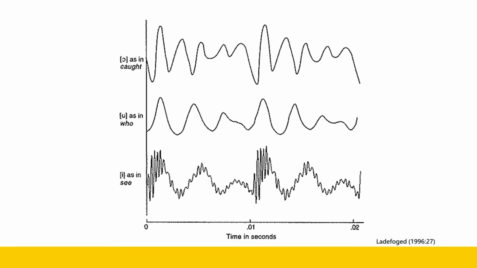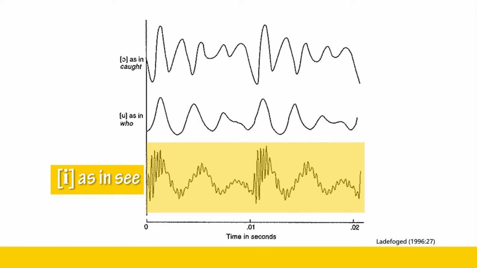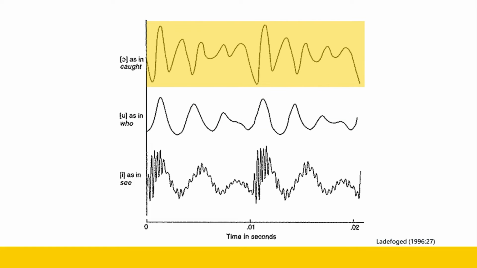So you see here three waveforms from bottom to top. The first one is for the vowel E in words like see. The second one is for the vowel U in words like who. And the third one is for the vowel A in words like caught, taught, sought. In a way, you could say that every vowel has a shape. You could draw the shape.